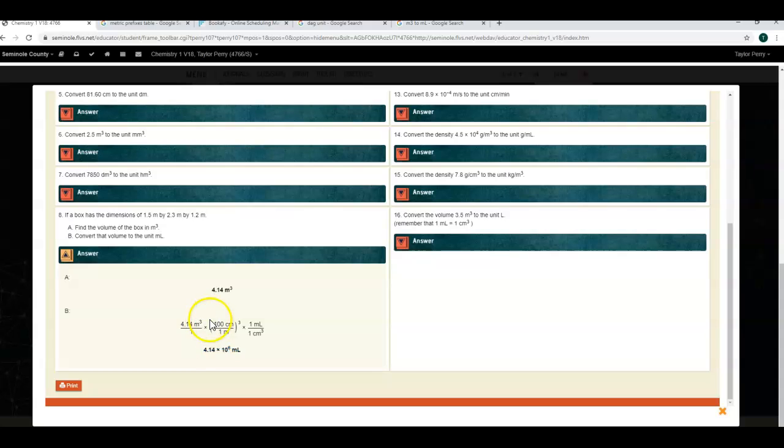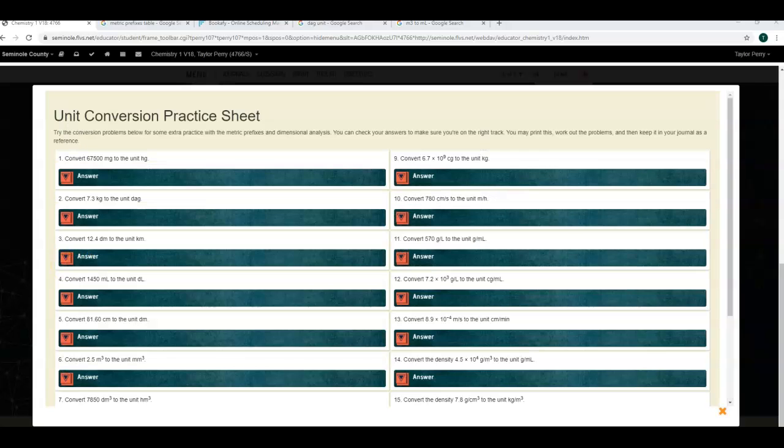the math does check out, right? Meters cubed cancels. You're left with centimeters cubed. Then centimeters cubed cancels, and you're left with milliliters. And the math is the same. So whichever way you did it, whether this is the way the book showed you or the way I showed you, you will get the same answer. That's the beauty of math, is there's so many ways to approach a problem.